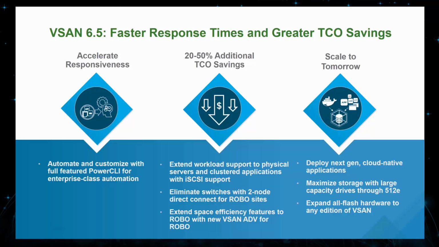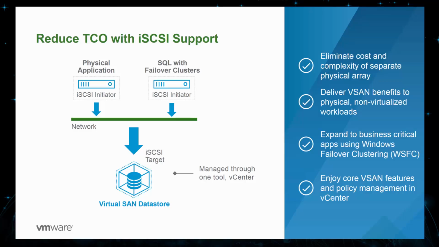We can break down what's new in VSAN 6.5 into three main categories. The first is we've made it possible to accelerate the responsiveness of business with VSAN 6.5. The second is we have lowered your total cost of ownership, or TCO, by up to 50%. And third is that we're enabling you to scale to tomorrow, basically tomorrow's technologies, tomorrow's business. So we are future-proofing Virtual SAN for you. So let's take a quick look at each one of these.